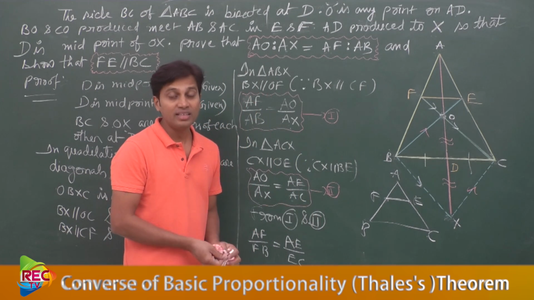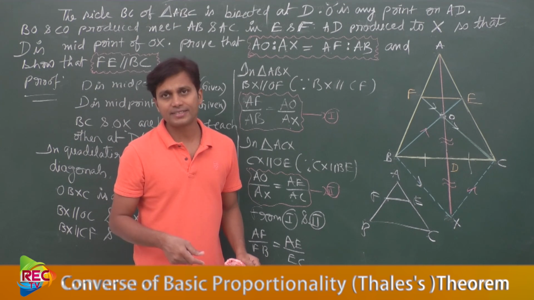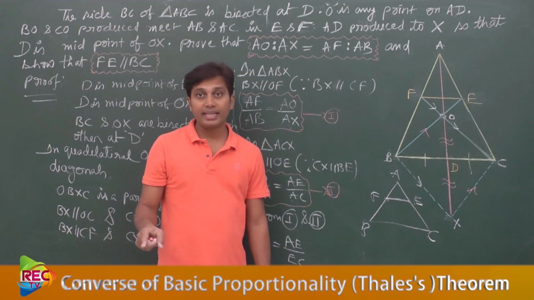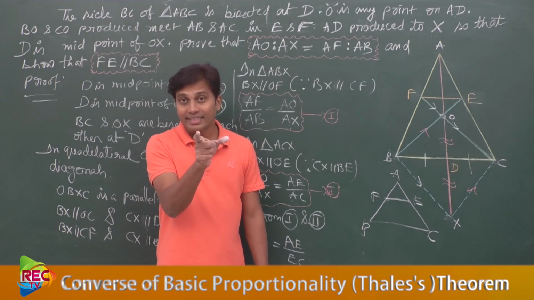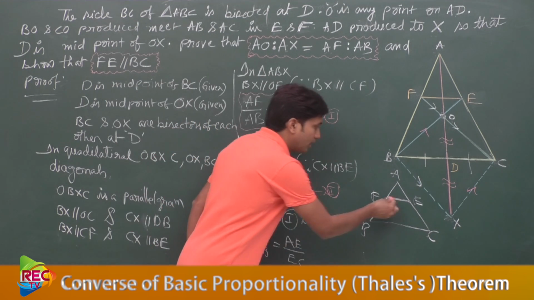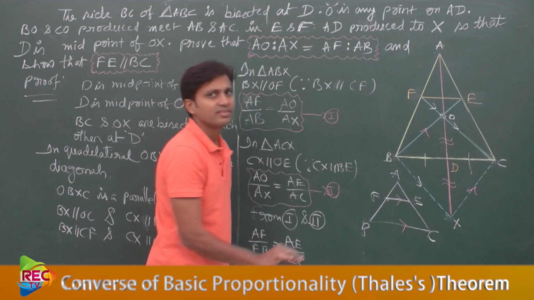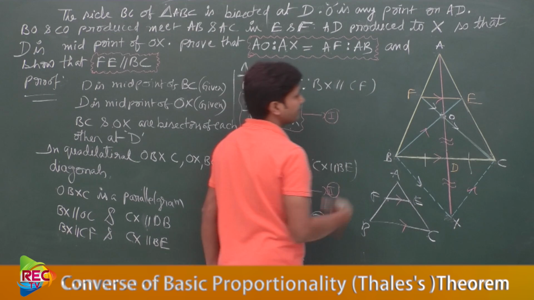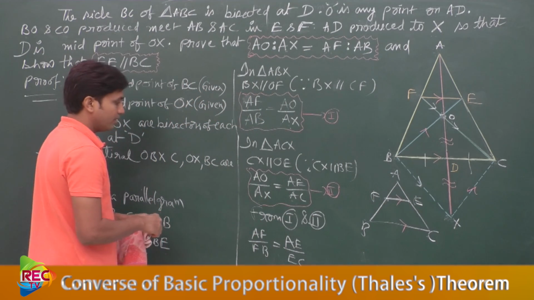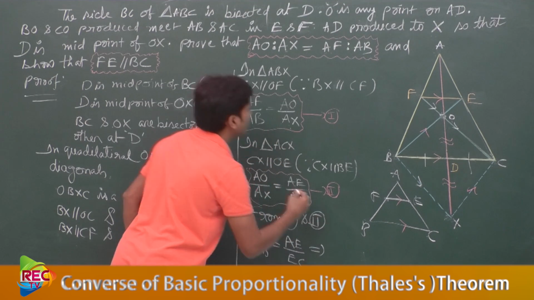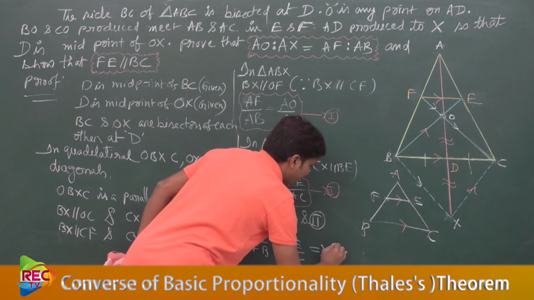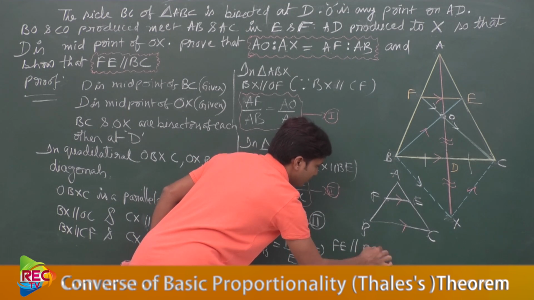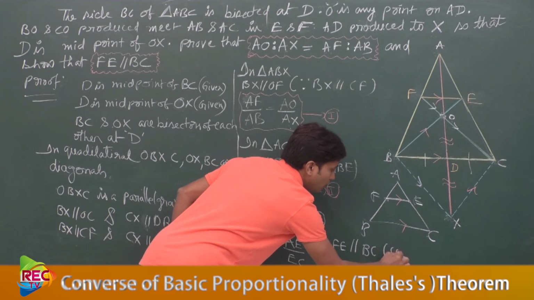Exactly. So we can apply here the converse part of the Thales theorem. What does it say? When a line divides two sides of a triangle in the equal ratio, then that line would be parallel to the third side. So therefore, this line will be parallel to this side or not? Exactly. So that means this yellow color line is parallel to this side. So what is that line? Tell me. This implies what? FE is parallel to BC.